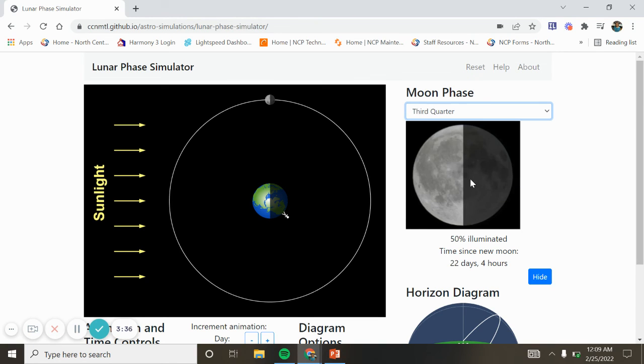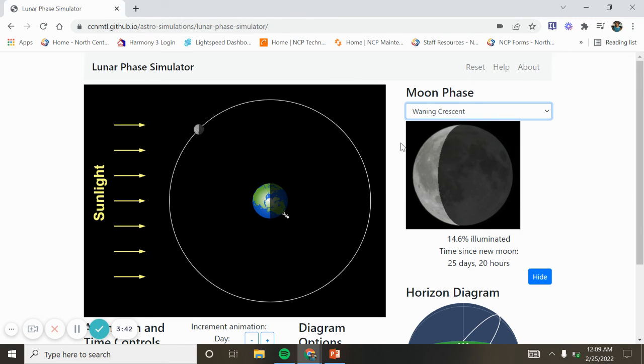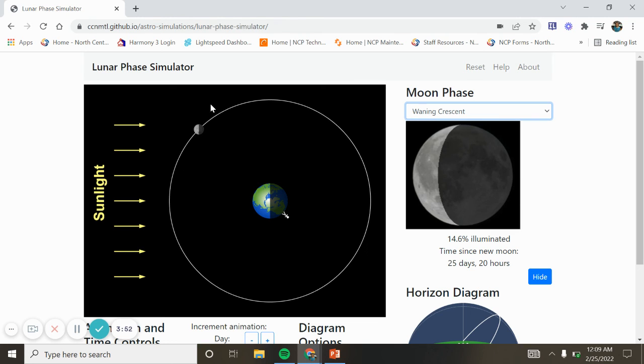And then after that is the third quarter, which is like the opposite of the first quarter. And then we have our waning crescent. And so you can see a little bit of the left is lit up. Whereas a waxing crescent, it's a little bit of the right. So crescents mean a little sliver of the moon is showing. And again, it's getting half sunlight, but we only see just a tiny little sliver. So that's how moon phases work.